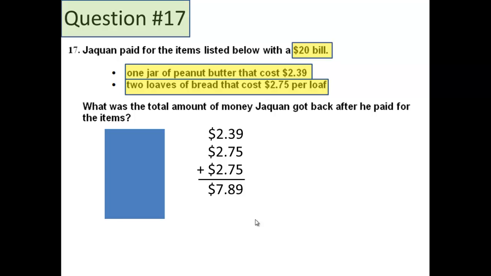Yeah, if you said something about they want to know how much money he got back after he paid for it, you'd be right. So what's the last thing that we need to do to solve this problem? Go ahead and call it out. Yeah, we're taking the $20, and we're subtracting it from how much he spent.